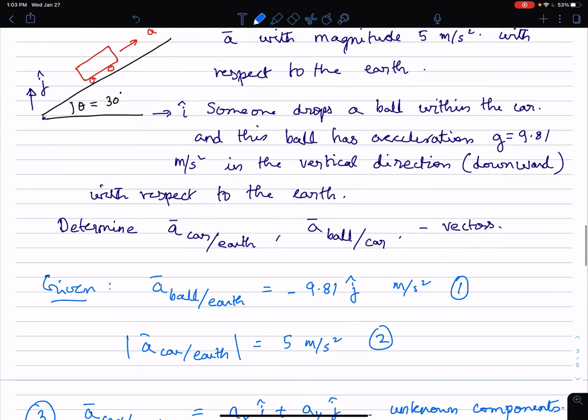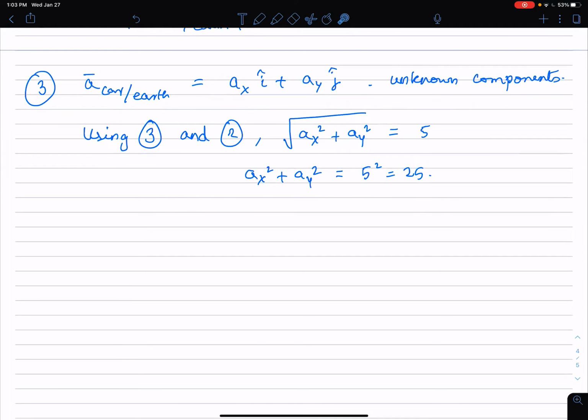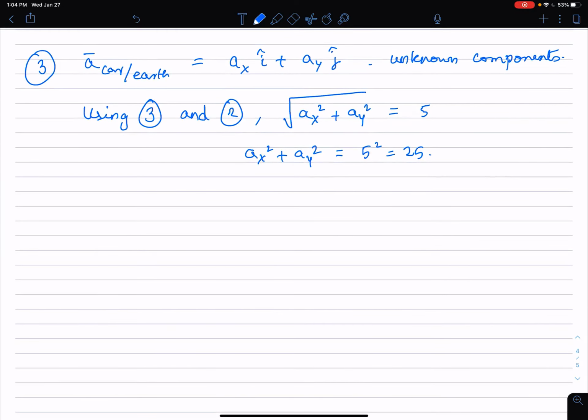Okay, what else do we know about the acceleration of the car relative to the Earth? We are told that while the car is moving along the slope, the car has no acceleration perpendicular to the slope. The acceleration is only along the slope. Okay, what does that mean? Well, if this is the acceleration, 5 meters per second squared, this is basically AX, and this is basically AY. So this is the magnitude of the acceleration, and this is the X component, this is the Y component, okay? And this is theta. A of car relative to Earth is along the slope.